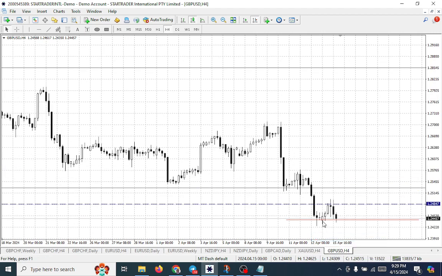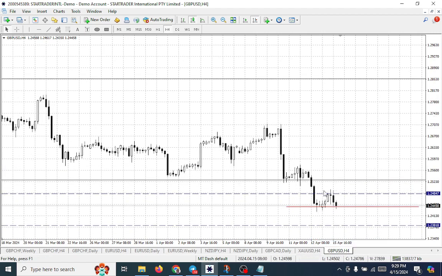Now I need to see this break of structure. If this break of structure happens, then I will look for an entry opportunity. Let me show you what I mean. I want to see price break below here. When price breaks below, two things I could do. I could wait for a pullback to this level, then I would trade to the downside. I think that is what I'm going to do.